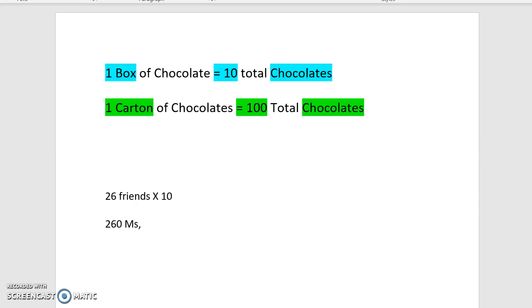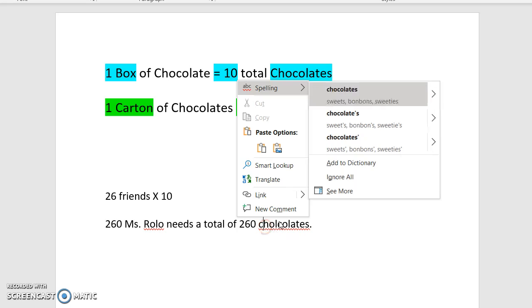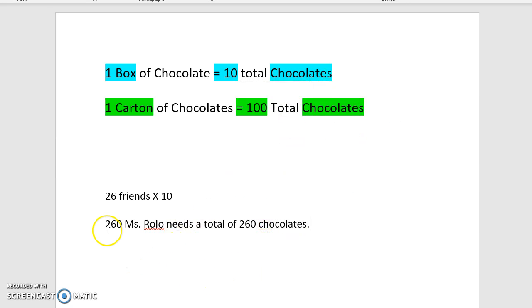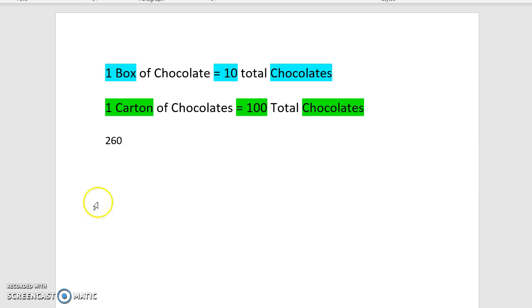So Miss Rollo needs a total of 260 chocolates. Whoops. Really not a good speller. I will need to work on that, of course. Okay, so this is the total amount she needs. Highlight that for fun. She needs 260 total chocolates for her 26 friends. Okay. Let's put that number up here.